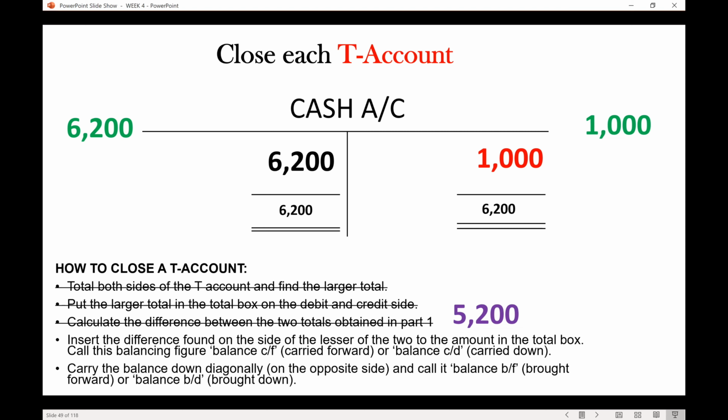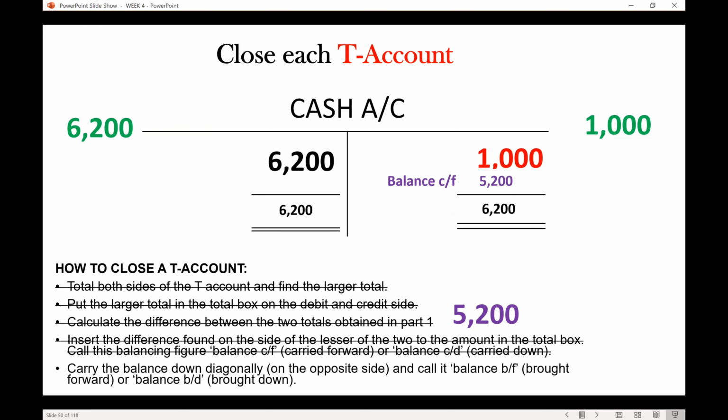The next thing it says is to insert that difference found on the side of the lesser of the two to amount to the total of 6,200, calling this the balancing figure, which is balance CF. So that difference, we're putting it on the side which is the lesser of the two. Which side was the lesser of the two? The side with 1,000, or credit side. So that's the side we're putting this difference on to equal the total we have in our total box. So both sides now are actually equal if we were to add them again.